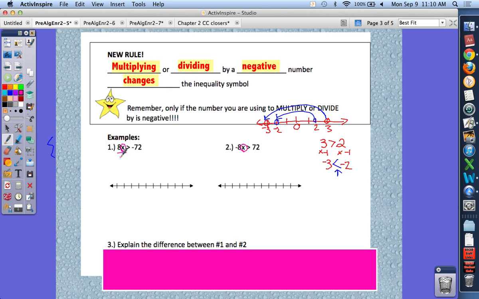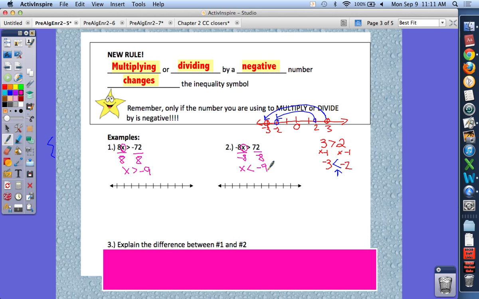On this first one, you would just be dividing by 8, so we would not need to flip the symbol. X would be greater than -9. On the second one, you would divide by -8. Now you do need to flip the symbol, so it immediately gets flipped to a less than symbol. We're left with x is less than -9.